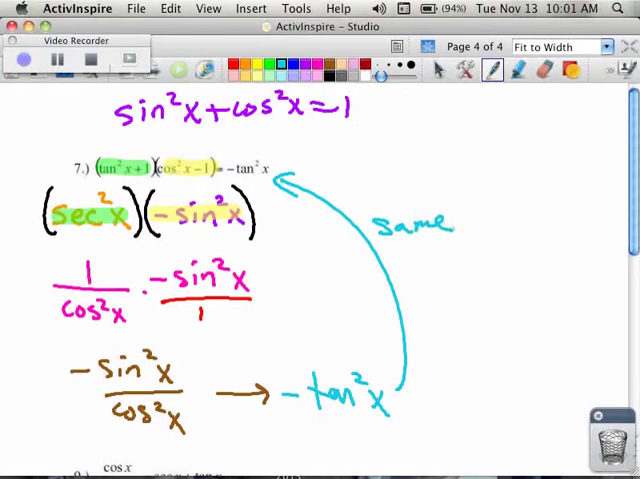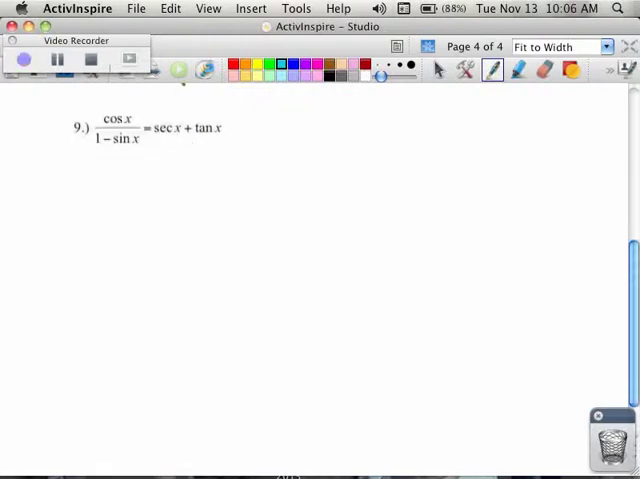I want you to try number 8, and I'm going to give you 4 minutes. Go. So I'm going to do the conjugate. So I'm going with the gray method.